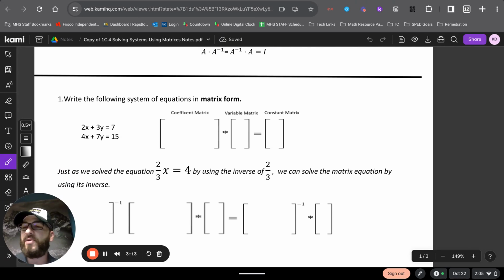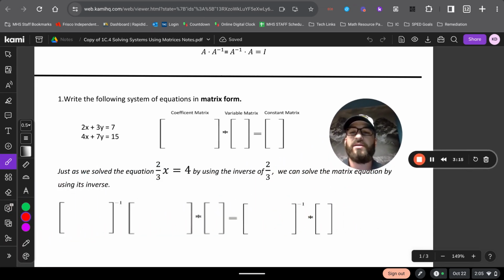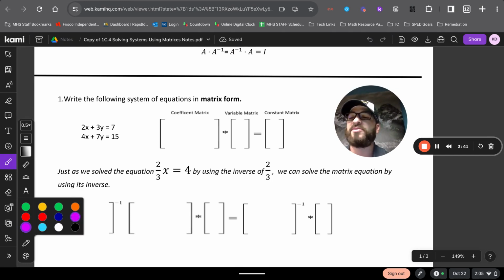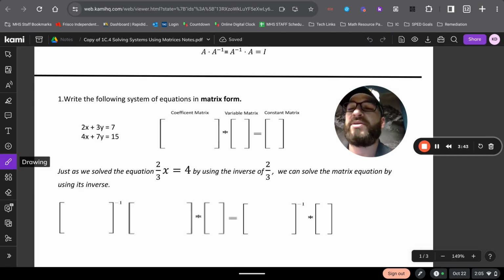I have the system of equations 2x plus 3y equals 7, and 4x plus 7y equals 15. The first thing I'm going to write is what we call the coefficient matrix. I'm just going to take the coefficients for each of my variables and write them in my matrix. I have two variables, x and y, and two equations, each involving x and y. So I'm going to have a 2x2 coefficient matrix, where I take those coefficients and write them into my matrix: 2, 3, 4, and 7.